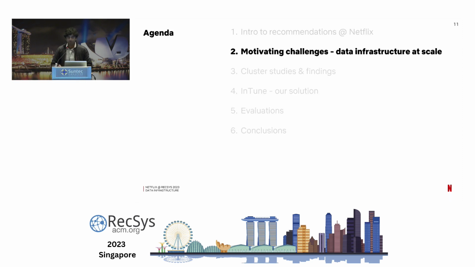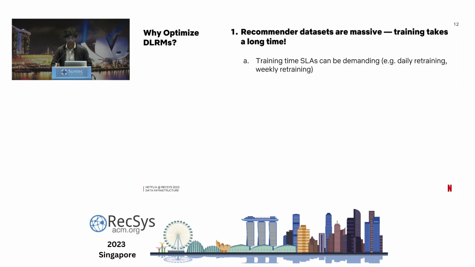Now, what kinds of challenges do we see when training these kinds of DLRMs at scale? One of the main challenges comes down to dataset scale. Recommendation datasets tend to be massive. When you think about the amount of interactions generated for a popular service with millions or even billions of users, the datasets tend to be in the scale of terabytes, petabytes, or even exabytes. And despite all that, we still have to meet fairly restrictive training time SLAs.